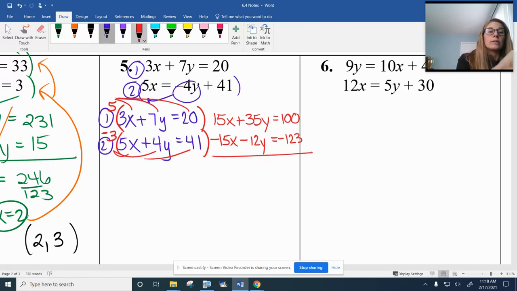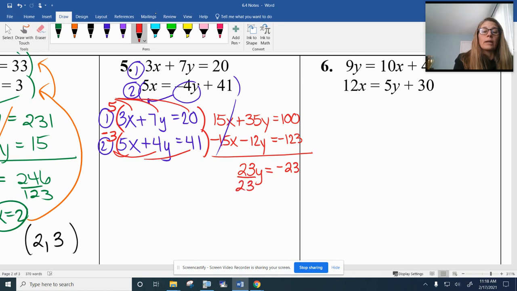Now I can add these two up. My x's cancel, obviously, because I have a positive and a negative 15. 35 minus 12 is 23y. And 100 minus negative 123 is negative 23. Dividing, I have y equals negative 1.